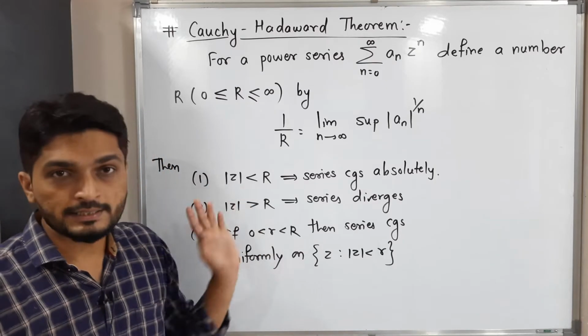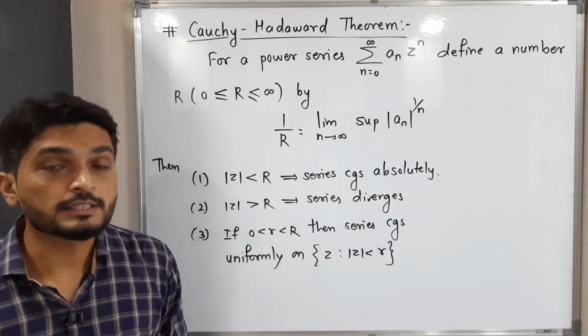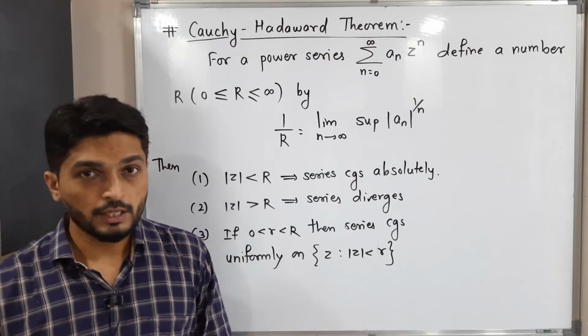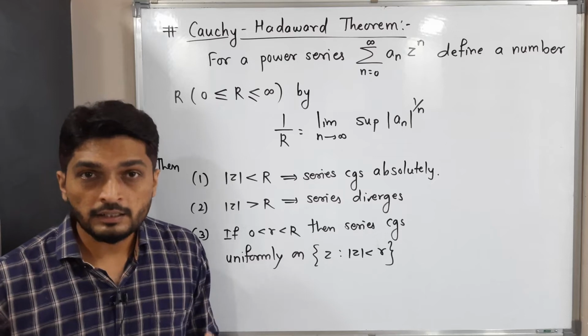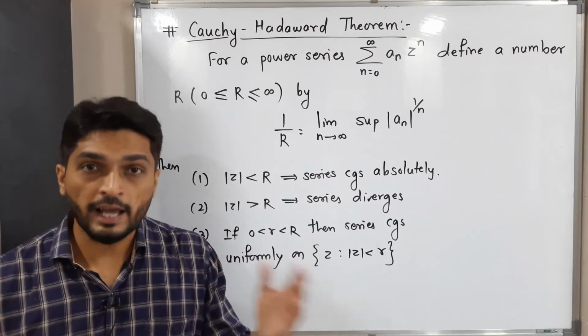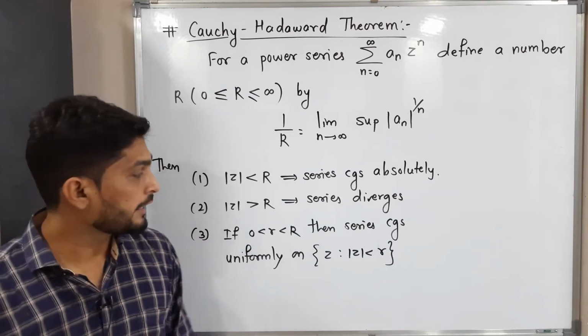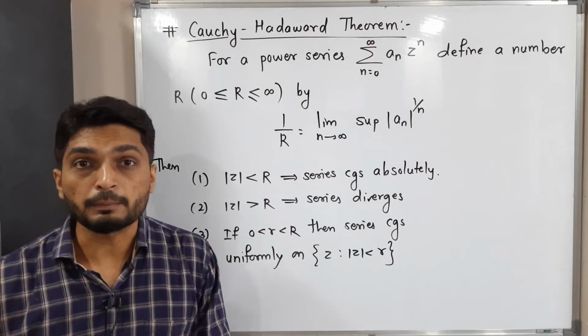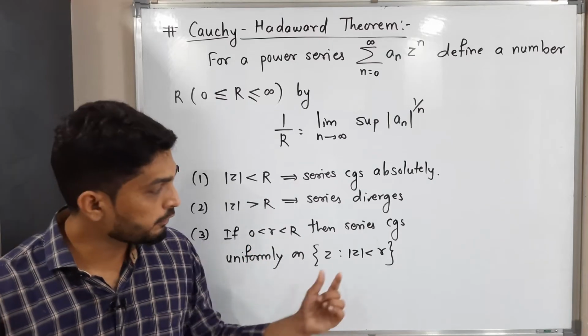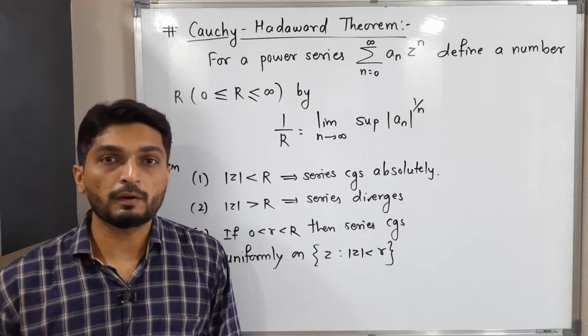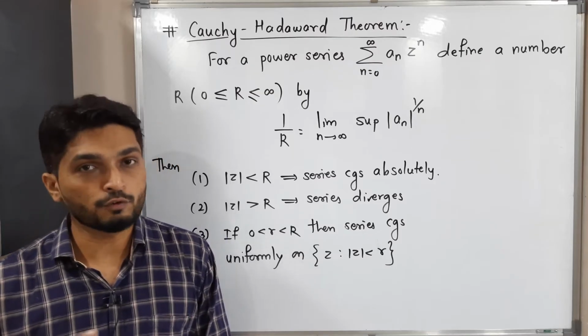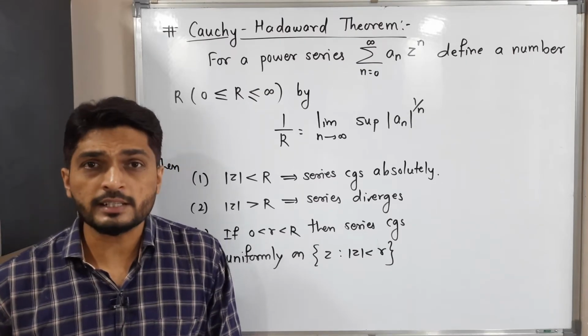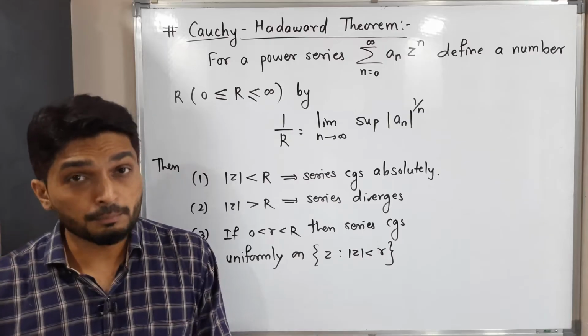If |z| < R, then the given power series converges absolutely. If |z| > R, then the given power series is divergent for that z. And if you have any real number r between 0 and capital R, then for the region |z| ≤ r the given power series converges uniformly. Okay, so let us try to understand the geometrical meaning behind it.